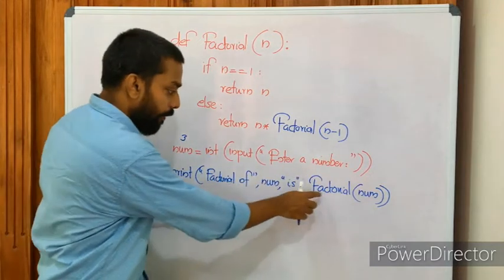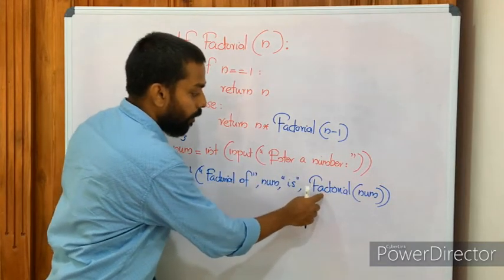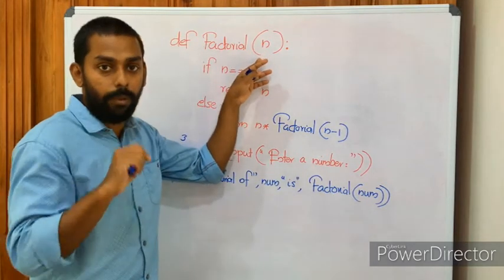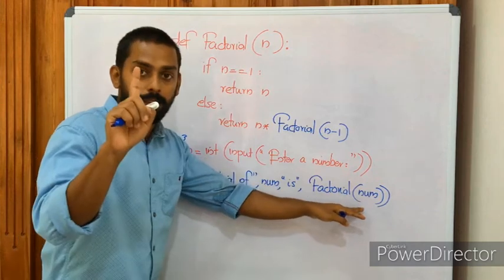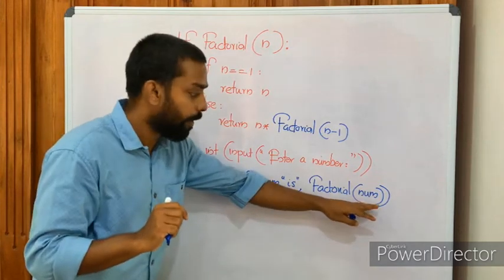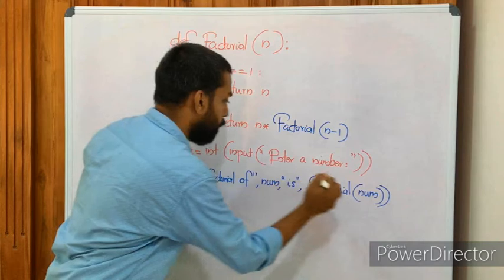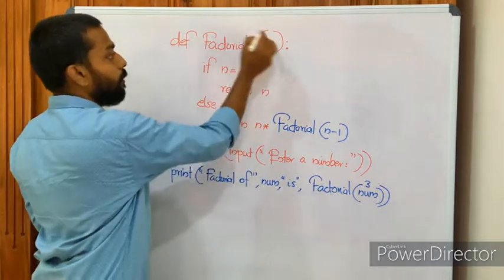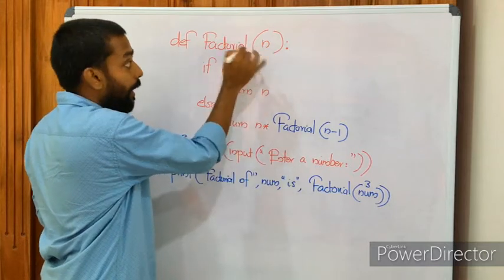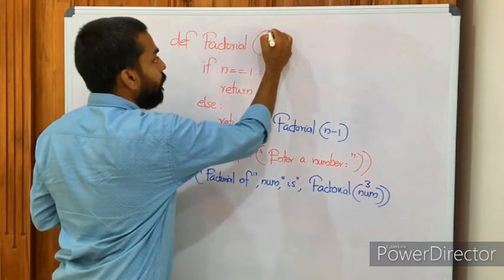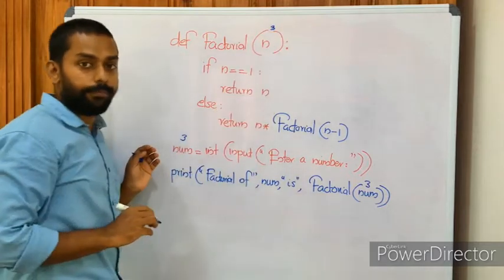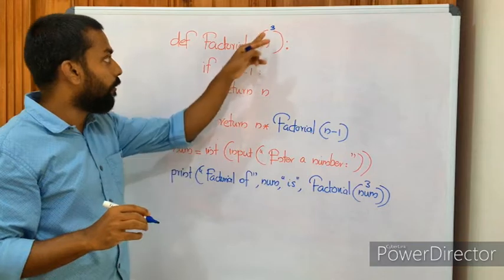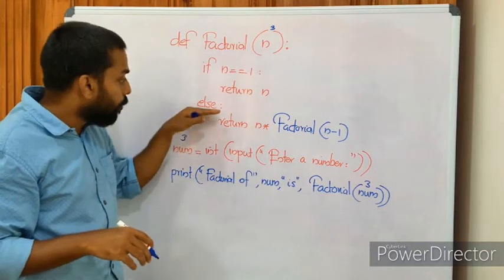So at the time of reaching here, it calls the function factorial. So factorial of num, we are passing one value. Why? Because here we have only one formal parameter, so we must have at least one actual parameter. So we are passing 3. The value of num is 3, so we are passing 3. That 3 will be passed to the header part of the function definition, that is, here this n gets 3. Then it checks whether n equals 1 or not. Here the value of n is not equal to 1, so it moves to the else part.